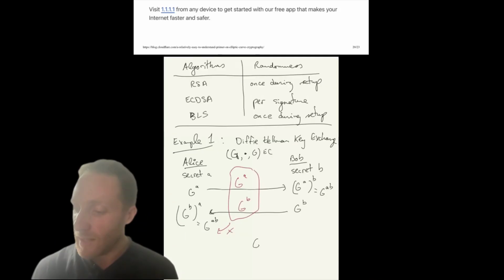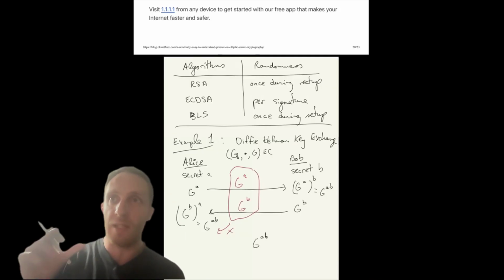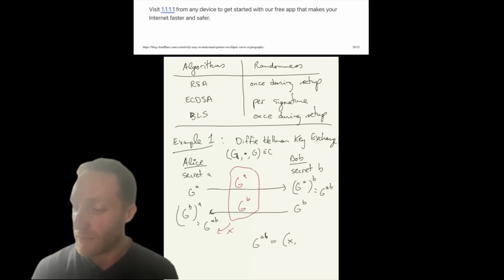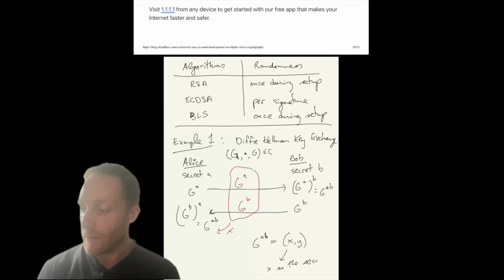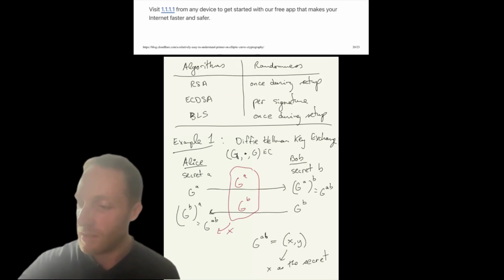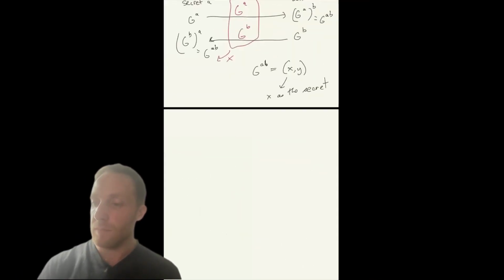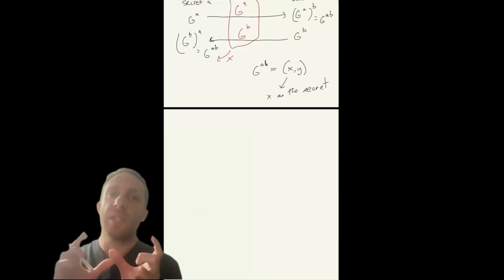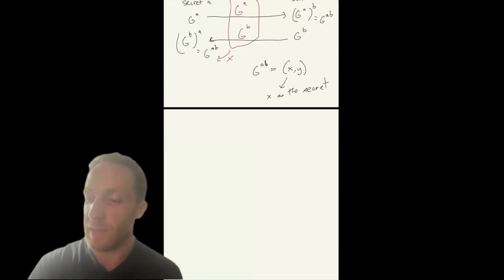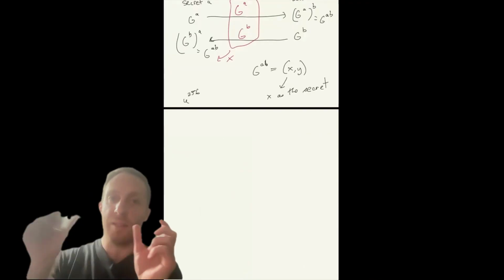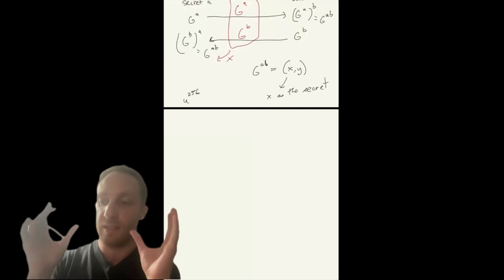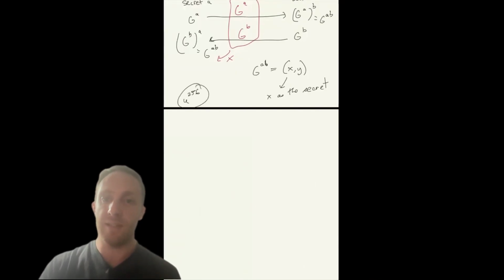Once you have this G A to the B, remember that this is an element of the elliptic curve, which means we can write it as a pair XY. Then we'll just say both of them take X as the secret. And this is the Diffie-Hellman key exchange. Typically you want to land with an element of U 256 or something, so you might take X and some part of Y, concatenate them together, and treat that as the number, the secret that you need, with the amount of bits.